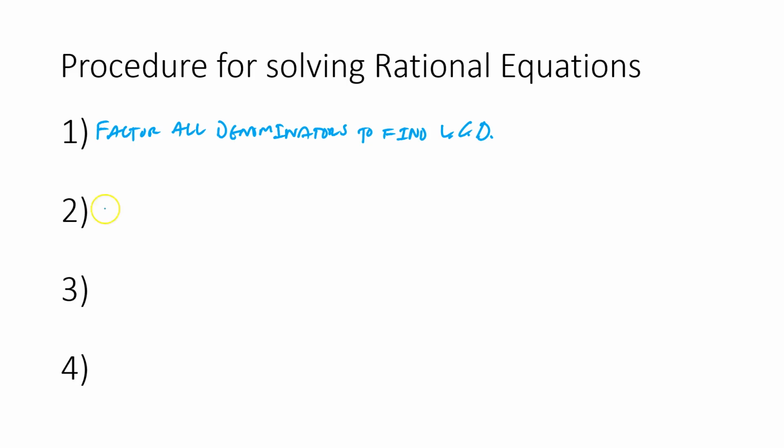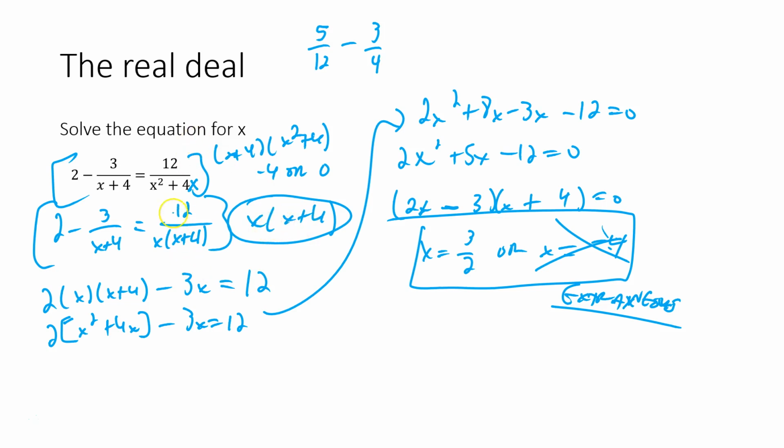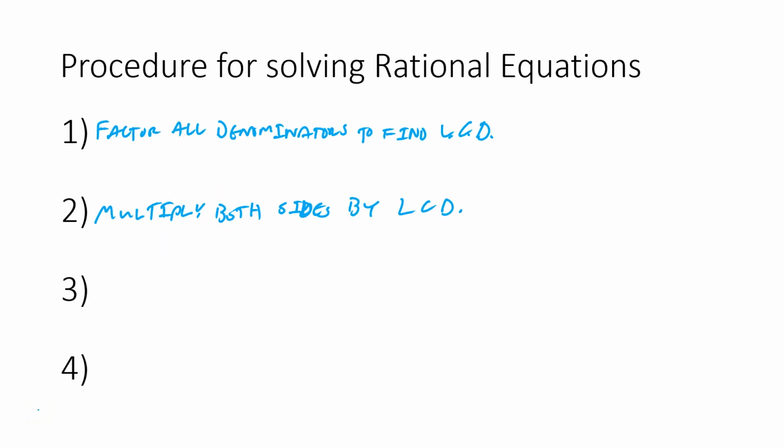And then we're going to multiply both sides by the LCD. What that's going to do is cancel some things out. We had that here. So multiply by x times x plus 4. The x plus 4 canceled from here. The entire thing canceled on the right. So some stuff will cancel out. And now we're going to solve for x. It's probably going to be a quadratic. Then the last thing we do is we have to check for extraneous solutions.